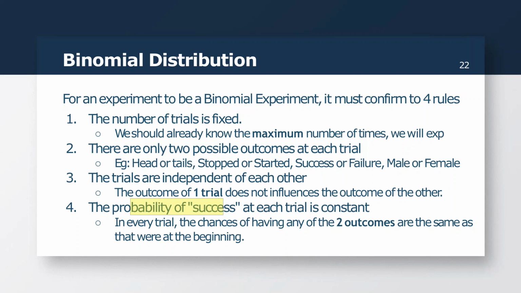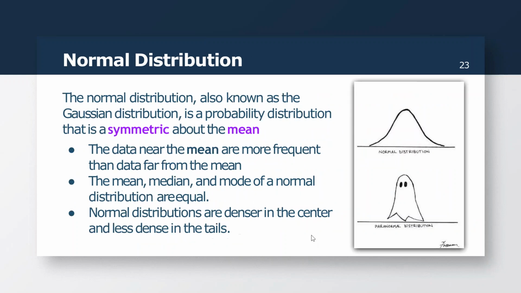So all of this is theory right now, but this is very important to get an understanding later on today. These are the four simple rules for any kind of binomial distribution or experiment that you want to conduct. This is one type of distribution. Another type of distribution is normal distribution.